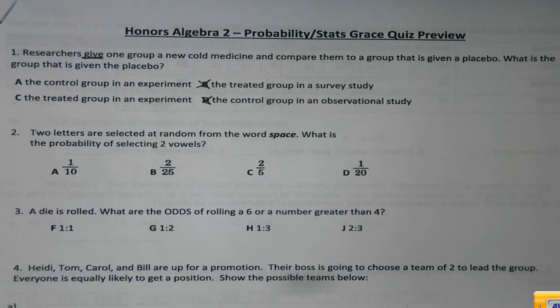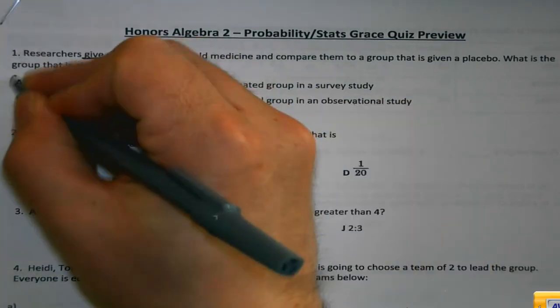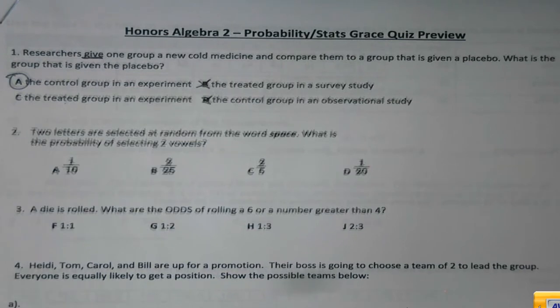Then, what's the group given the placebo? Not the medicine, but something fake. Okay, treated group would be the medicine, leaving the control group. All right, so got that one.